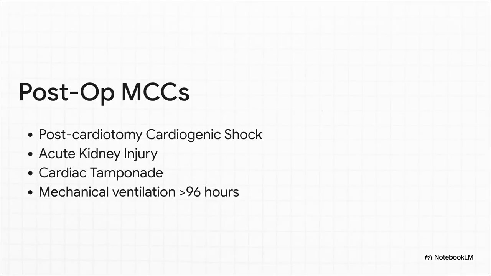Now, in the post-operative phase for cardiac patients, capturing high-yield secondary diagnoses is absolutely vital for adjusting the DRG severity. Conditions like post-cardiotomy cardiogenic shock, acute kidney injury, or cardiac tamponade, these are all major complications and comorbidities, or MCCs. Another massive impact on grouping is capturing respiratory failure that requires prolonged mechanical ventilation exceeding 96 consecutive hours. These secondary diagnoses aren't just extra fluff, they prove the extreme severity of illness that these patients are actually facing.